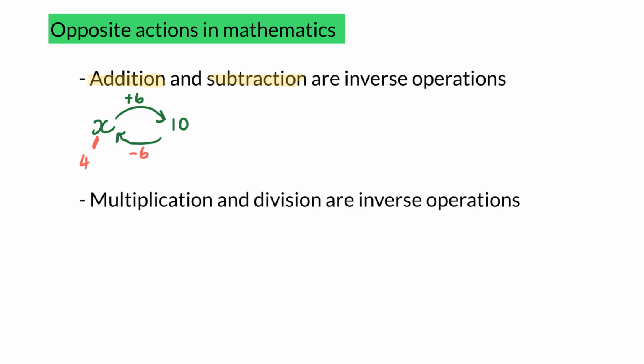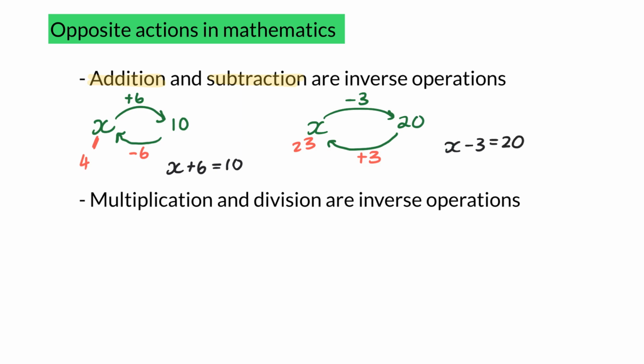Let's look at another one. If I start with x and subtract 3 and get 20, the opposite action of subtracting 3 will be adding 3. And 20 plus 3 is 23, which means x must be 23. I could write the equations as follows. x plus 6 is equal to 10, and the way I solved the equation was subtracting 6 from 10. Or in the second example, x minus 3 is 20, and the way I solved the equation was adding 3 to 20.